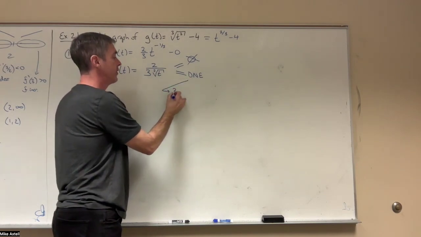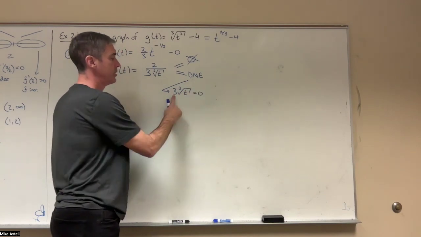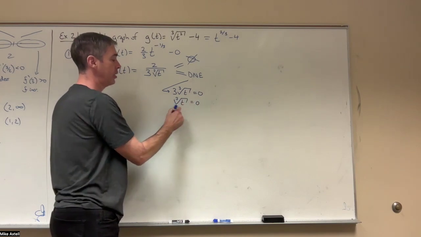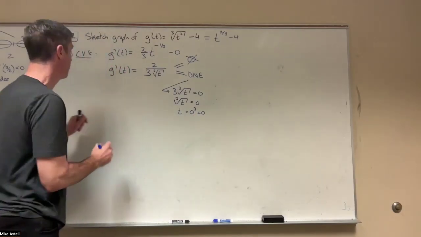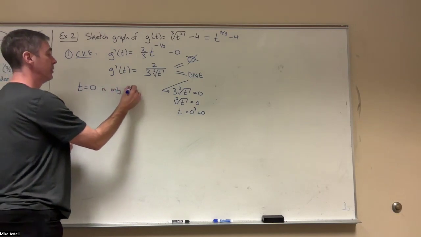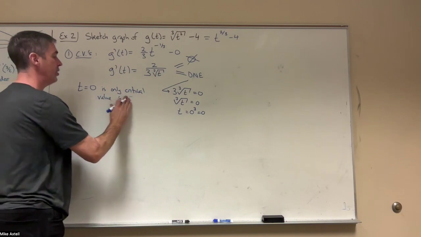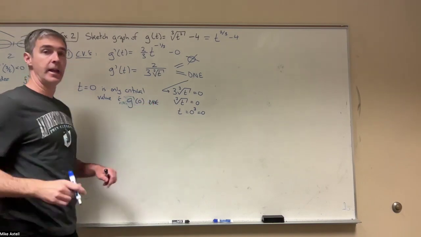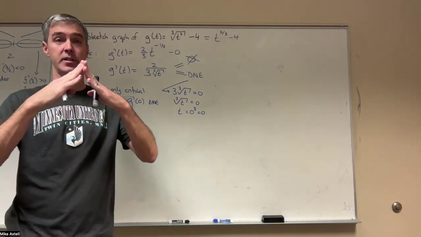So in slow motion, to figure out where it doesn't exist, I'd set the denominator equal to 0. So I could divide both sides by 3. And to get rid of a cube root, I could cube both sides, but I get t equals 0. So t equals 0 is the only critical value. And I know the derivative at 0 does not exist. And if you remember from the first panel, if the derivative doesn't exist, that means we've got the sharpness, okay?